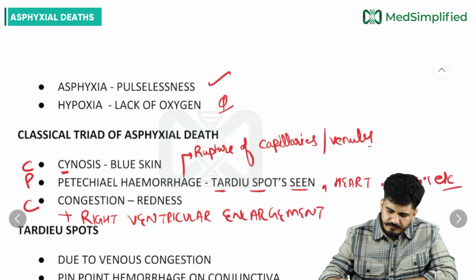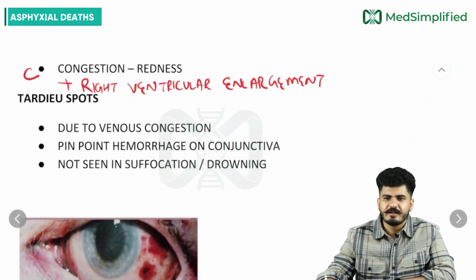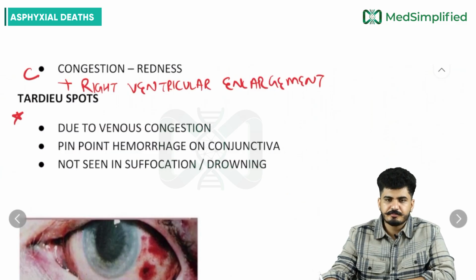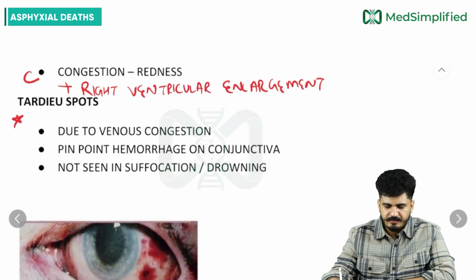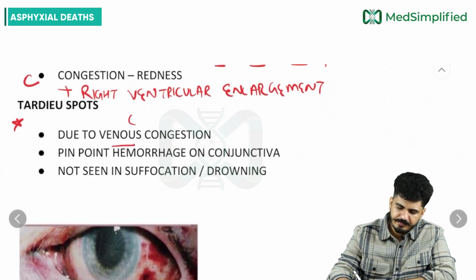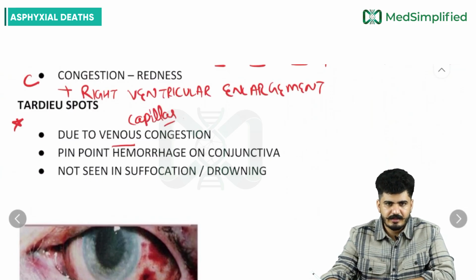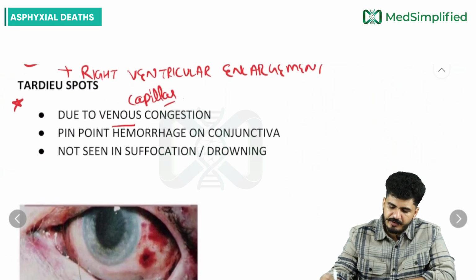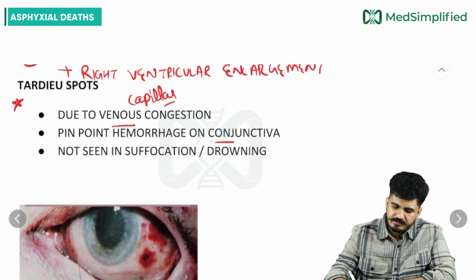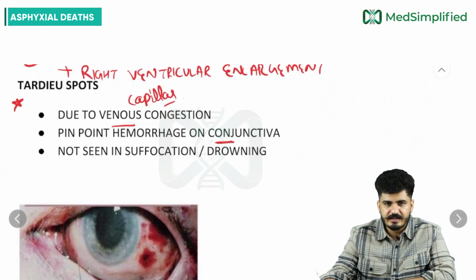Now, first feature we need to discuss right here. What is the first feature we are going to discuss? Sir, Tardieu spots. Tardieu spots happen because of venous congestion, or capillary congestion can also be a reason. So there is a pinpoint hemorrhage in the conjunctiva, the white part, the layer in the eye.